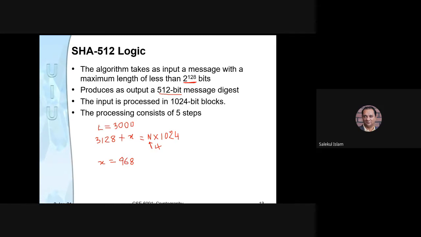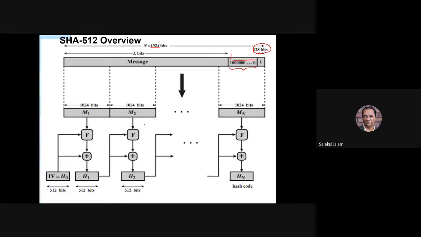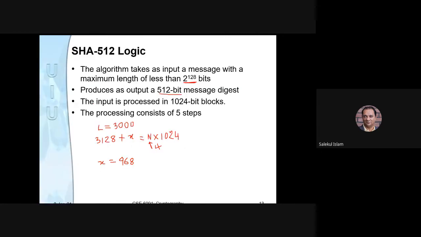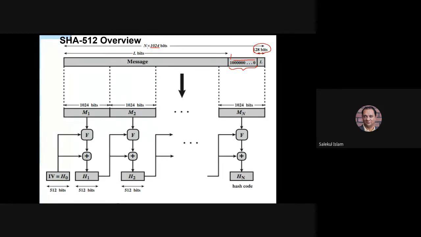Let me say it once more. For example, I have given you a message L of 3000 bits. My final target is to make everything a multiple of 1024. Why 1024? Because every step your length is 1024. The input is processed in 1024-bit blocks, so every block is 1024. Now I must keep that n as small as possible. I'm not going to extend it unnecessarily.